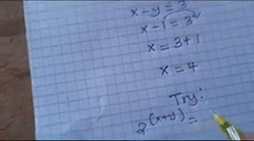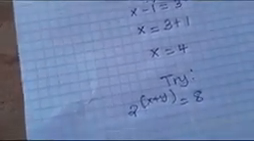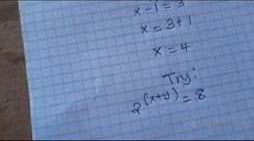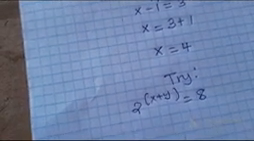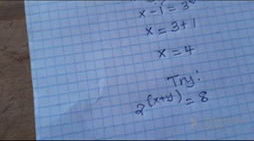Try this one. 2 power x plus y equals 8.